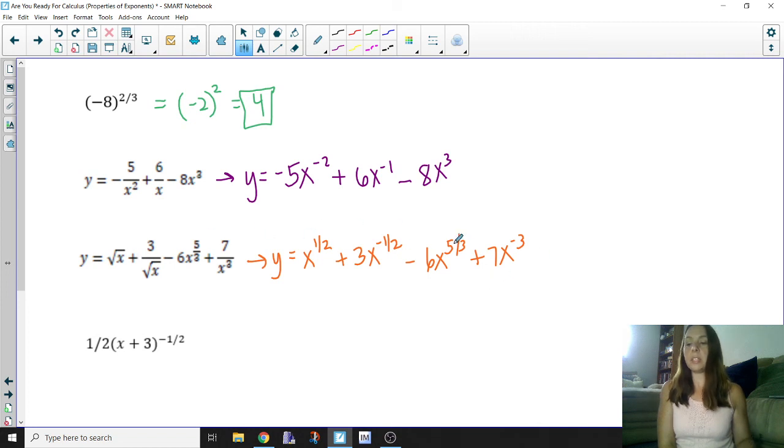Again, knowing something as simple as how to rewrite this function in this form is going to be very useful for you in Calc 1.